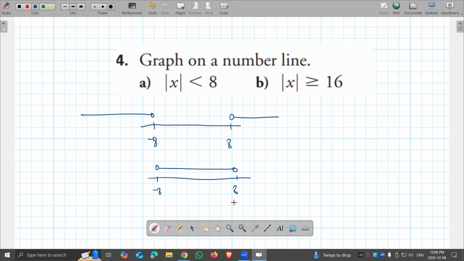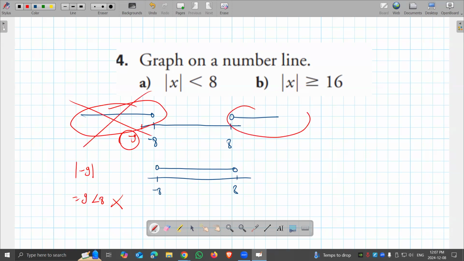It has to be less than 8. So, the bottom one? Yeah, the bottom one, right? How can you verify this? Just pick a number. So here's negative 9. I'm going to plug negative 9 as x, and I get a positive 9. Is that less than 8? No, it's not. So this is invalid, right? And the same thing would happen on this side. So the only way this is going to work is if you're within.